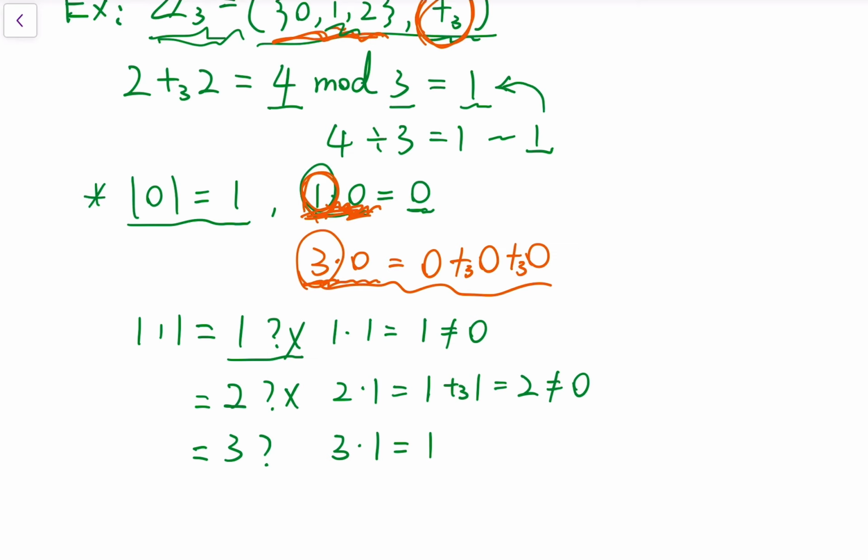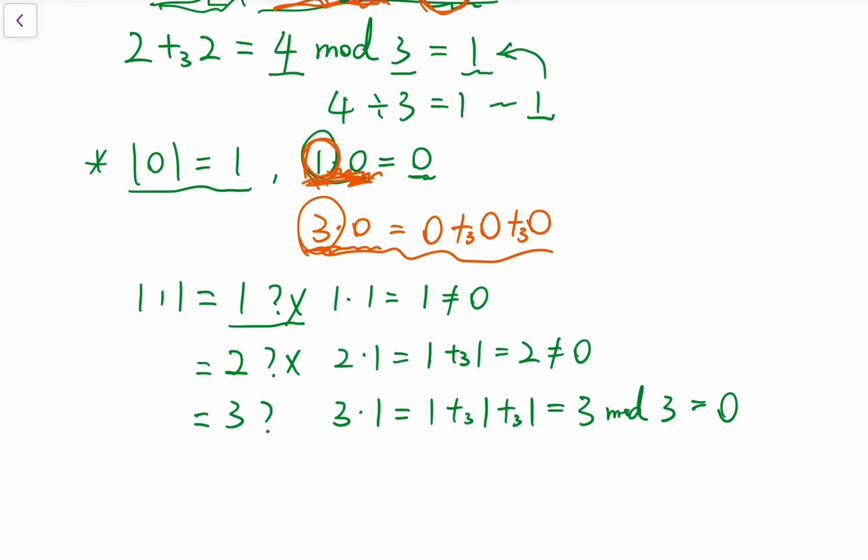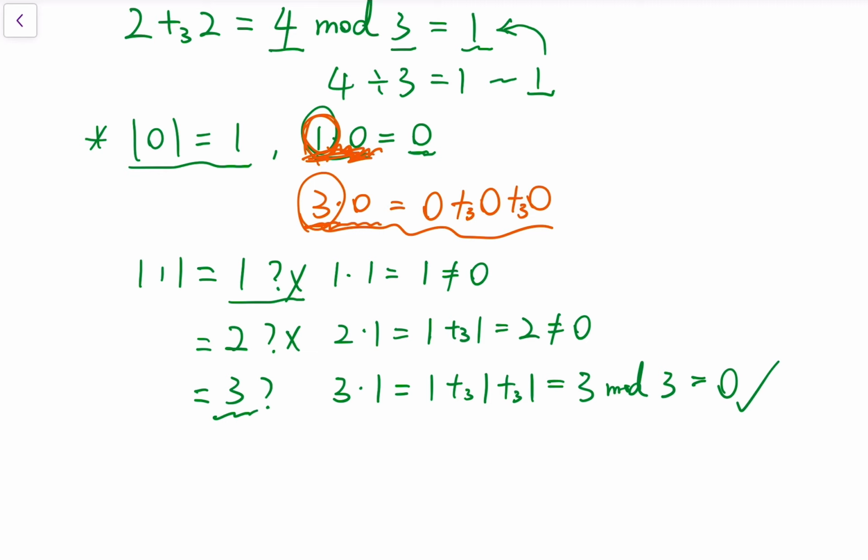and here 3 times 1 equals 1 plus 1 plus 1, and this equals 3 mod 3. 3 mod 3 means you divide 3 by 3, and you get the remainder, and we know the remainder should be 0, so we get 3 times 1 equals the identity. So this 3 is the smallest positive integer that satisfies the property we want. So we say the order of 1 is 3.